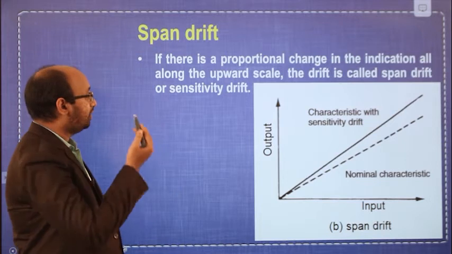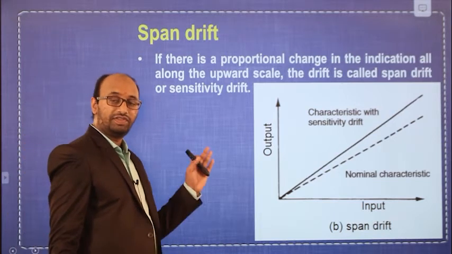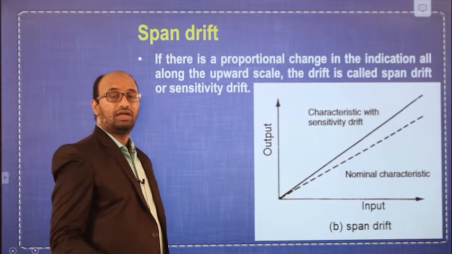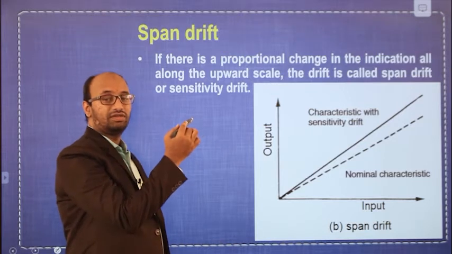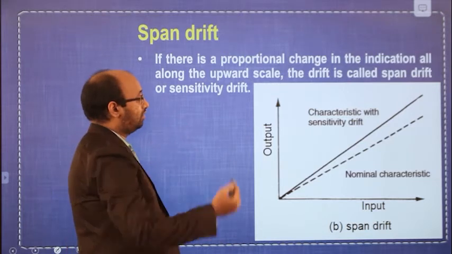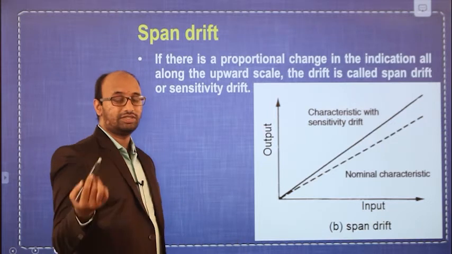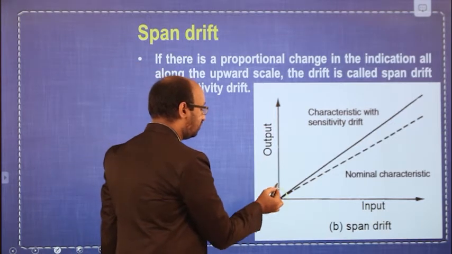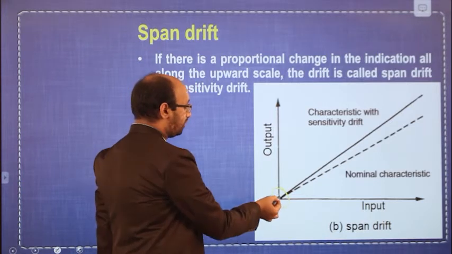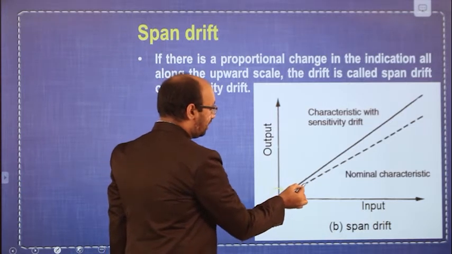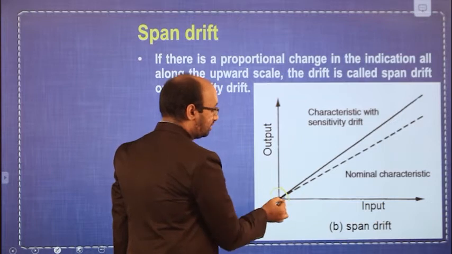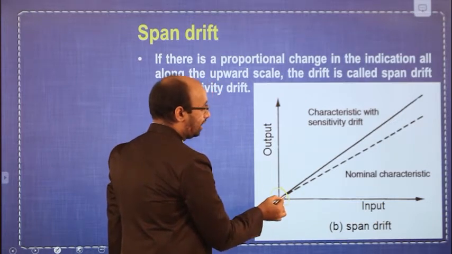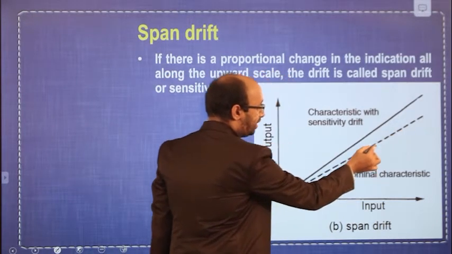And next one is span drift. If there is proportional change in the measurement throughout the instrument span, it is called span drift. Let us understand this with the characteristic. When the input is 0, the output is also 0. As the instrument input increases, so does the output, so we have a nominal characteristic.